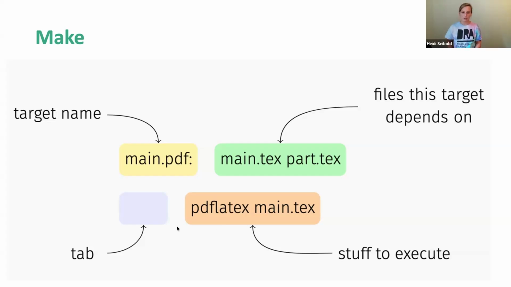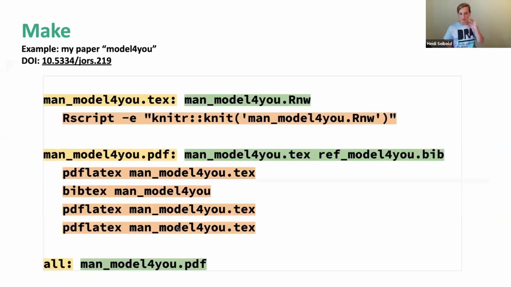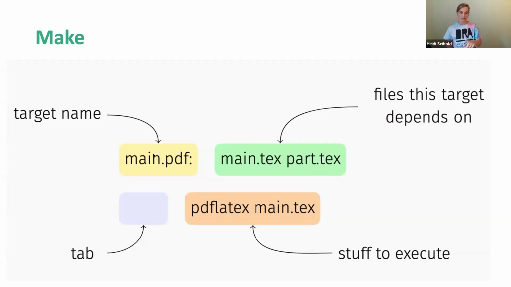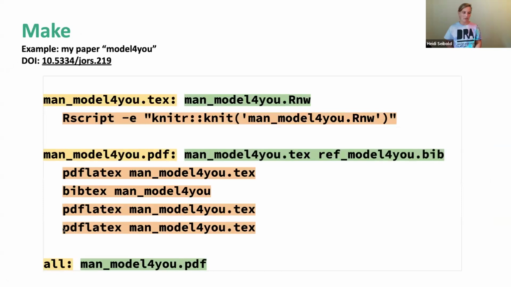So what does this look like in an actual research project? Here, again, I use the same colors as I used in the previous slide. In yellow, you see the targets that we want to create. In green, you see the dependent files. And in orange, you see the code that you need to execute to get that file.